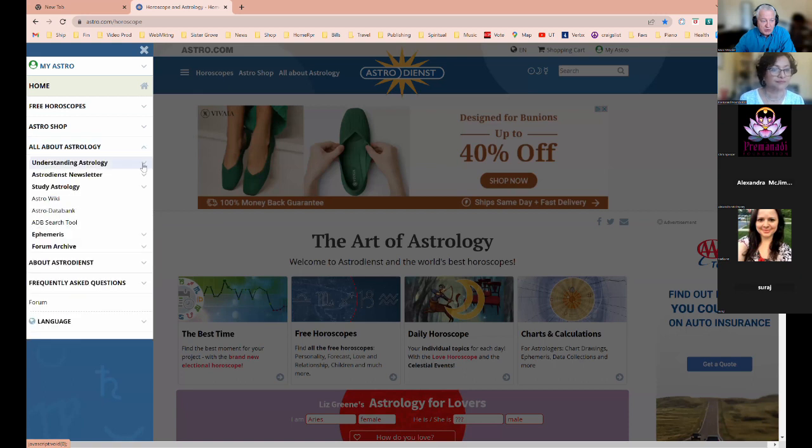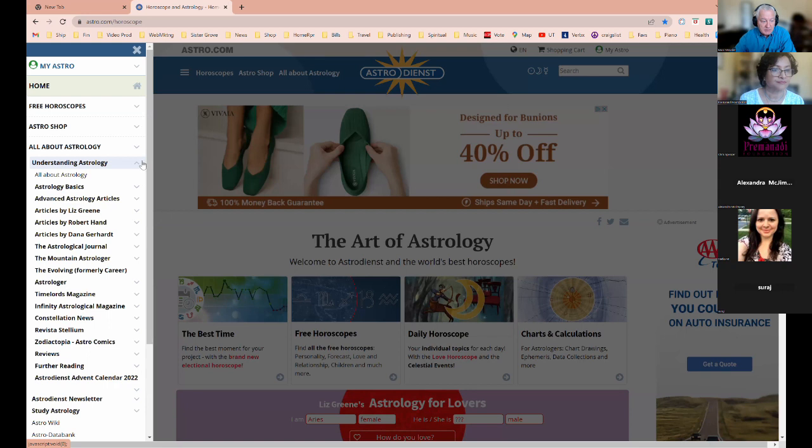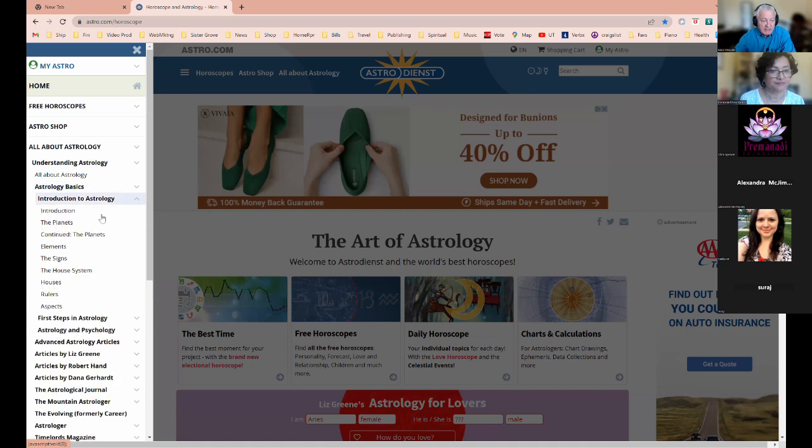And then you click on Understanding Astrology. Then you click on Astrology Basics, and then you click on Introduction to Astrology, and there you have the planets, the elements, the signs, the house system, the rulers, and the aspects. Much of the material that I just shared with you comes from there. There's no need to reinvent the wheel.